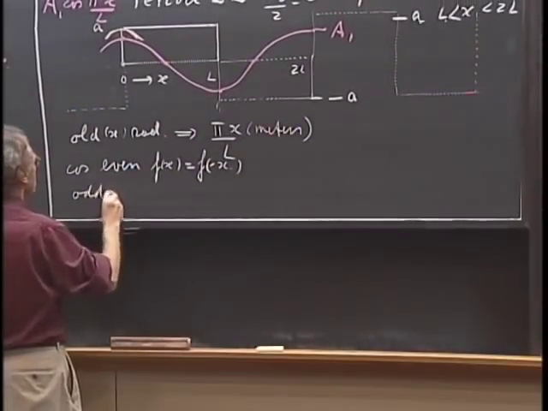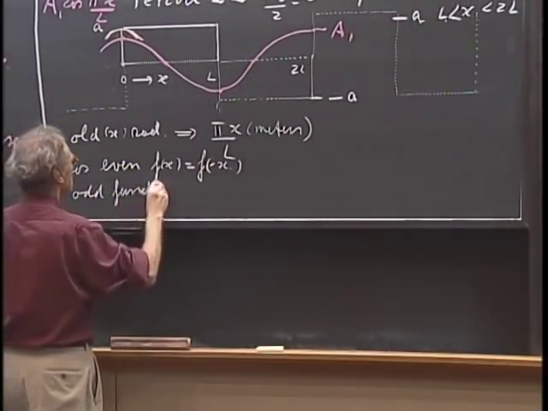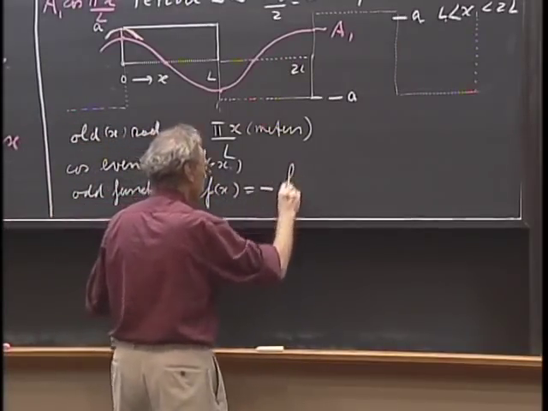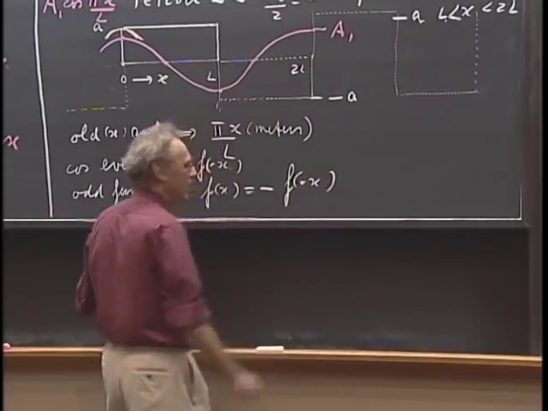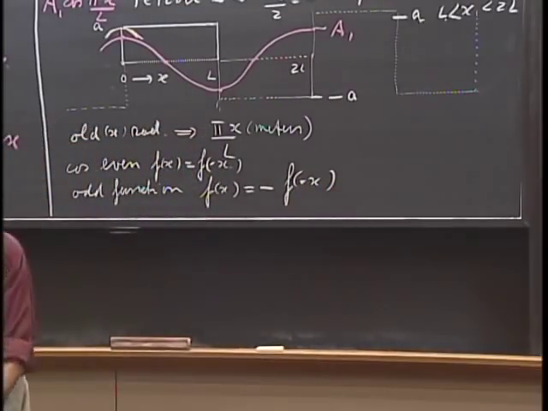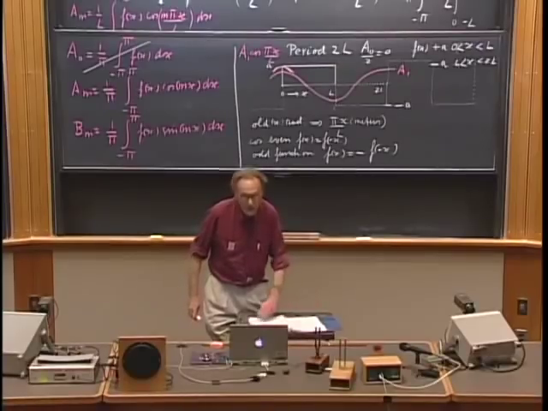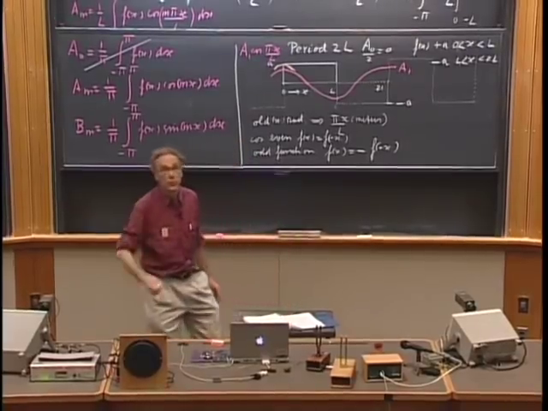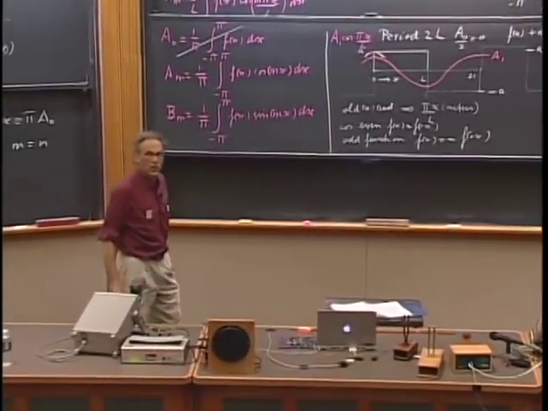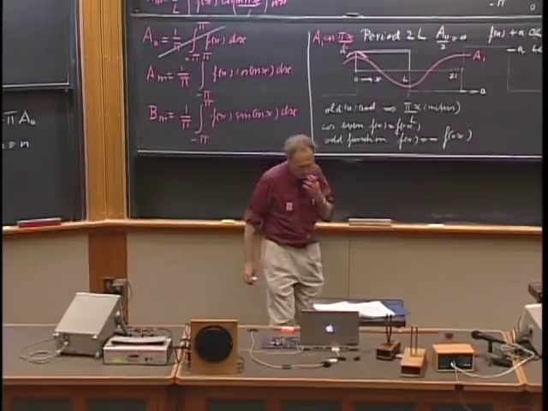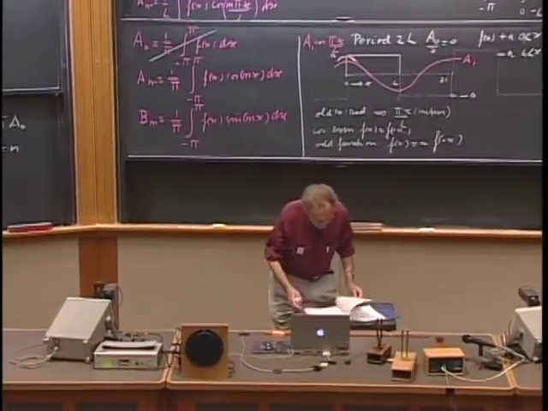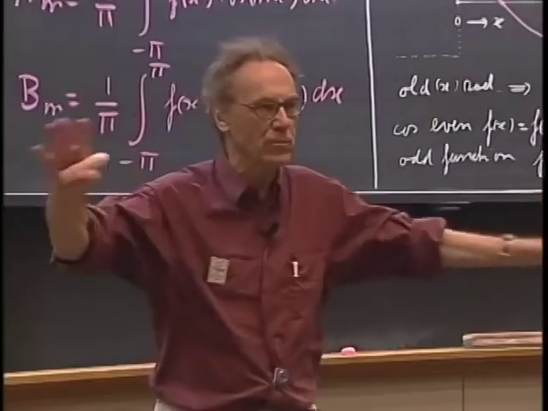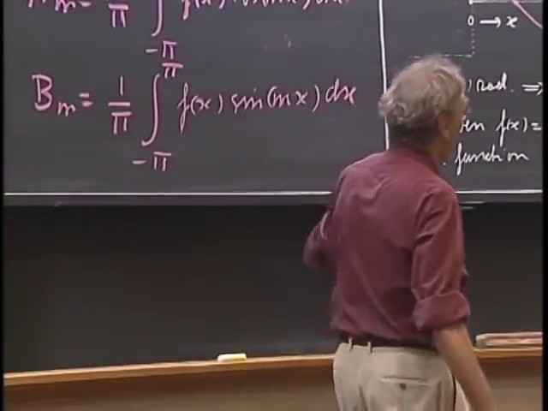And an odd function, the function of x equals minus the function of minus x. And to put it in a nutshell, you can never fit an odd function with even functions in Fourier, neither can you fit an even function with odd functions. So that's perhaps a better way of looking at it. So we can already conclude that all cosine functions are out for this specific case, of course.